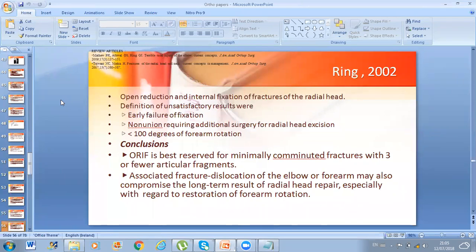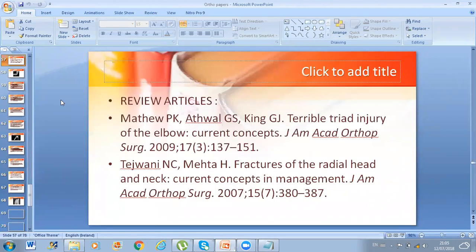This is Ring et al., 2002, open reduction and internal fixation of radial head fractures. He quoted that ORIF is best reserved for minimally comminuted fractures with 3 or fewer fragments. Associated fracture dislocation of the elbow or forearm may also compromise the long-term result of radial head repair, especially with regard to restoration of forearm rotation. These are the review articles.